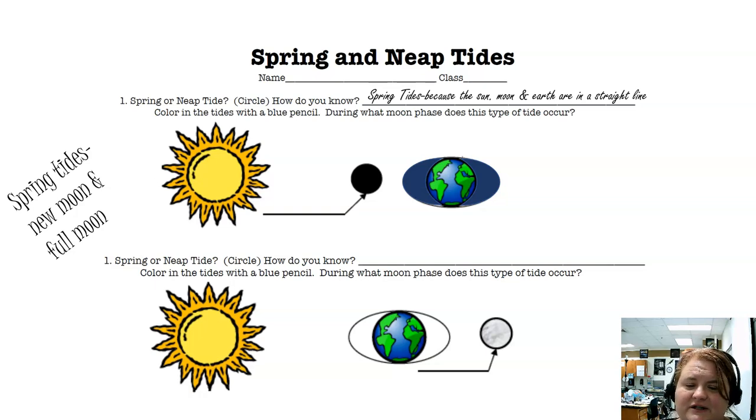Now the next question, you see the sun, you see the earth, and you see a full moon. They are all in a straight line. So once again, what you're going to write on this line is that spring tides, because the sun, moon, and earth are in a straight line. I'm going to give you a second to write that.